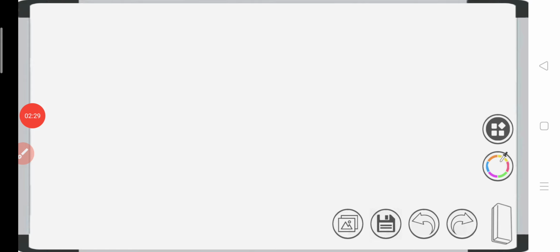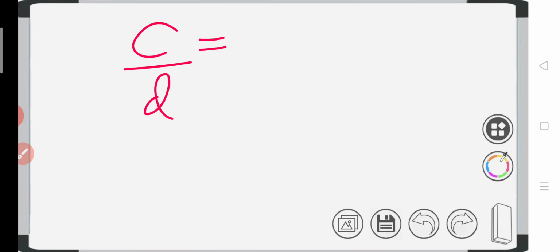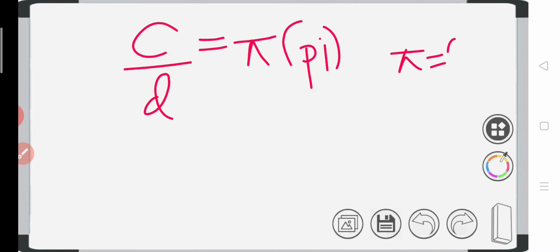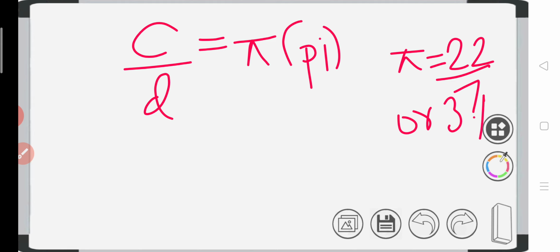As you have seen that the ratio of C by D was constant and it was equal to 3.14. This is said to be pi and it is represented like this, P-I, pi. The value of pi is equal to 22 by 7 or 3.14. These are the approximate values of pi.